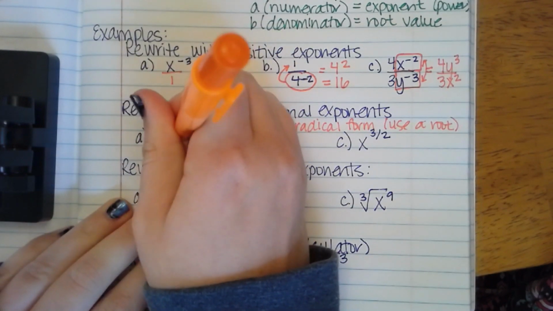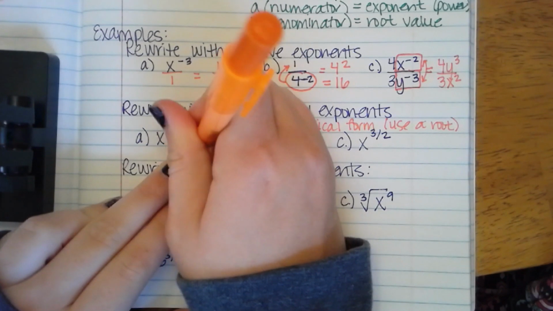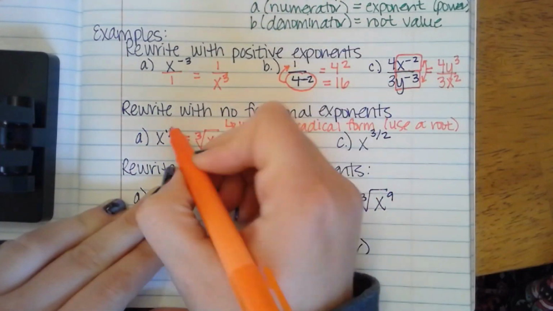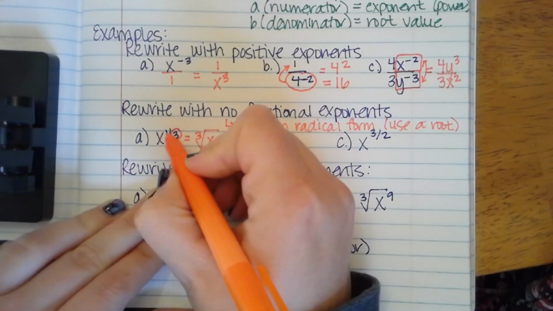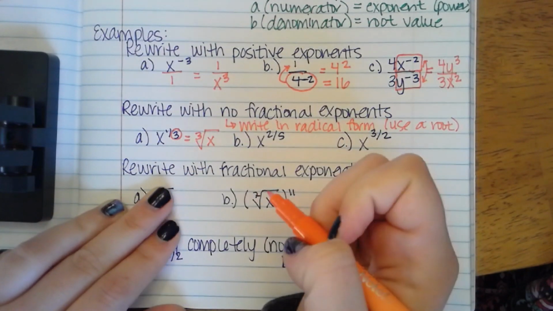So remember that the denominator, the bottom number, tells us what root we are taking. So we are taking the third root of x. And then since our numerator is a 1, we do not need to write it. You can if you would like, but we're just going to leave it blank for this one.